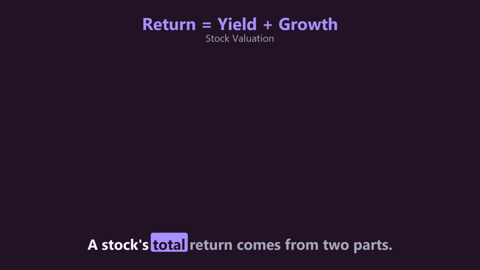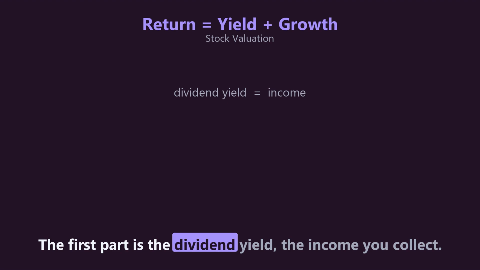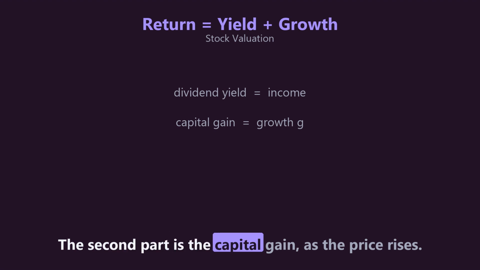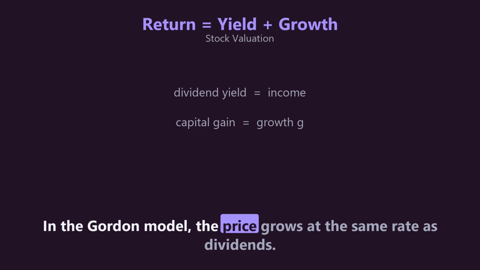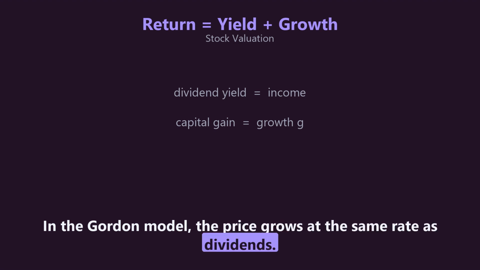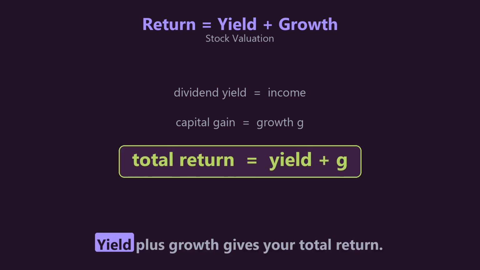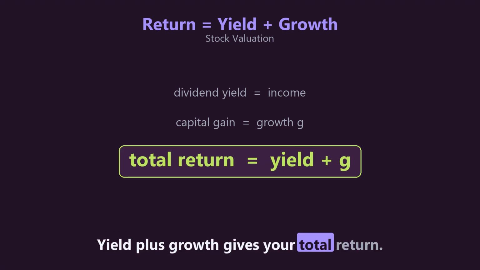A stock's total return comes from two parts. The first part is the dividend yield, the income you collect. The second part is the capital gain, as the price rises. In the Gordon model, the price grows at the same rate as dividends. So the capital gain equals the growth rate. Yield plus growth gives your total return.